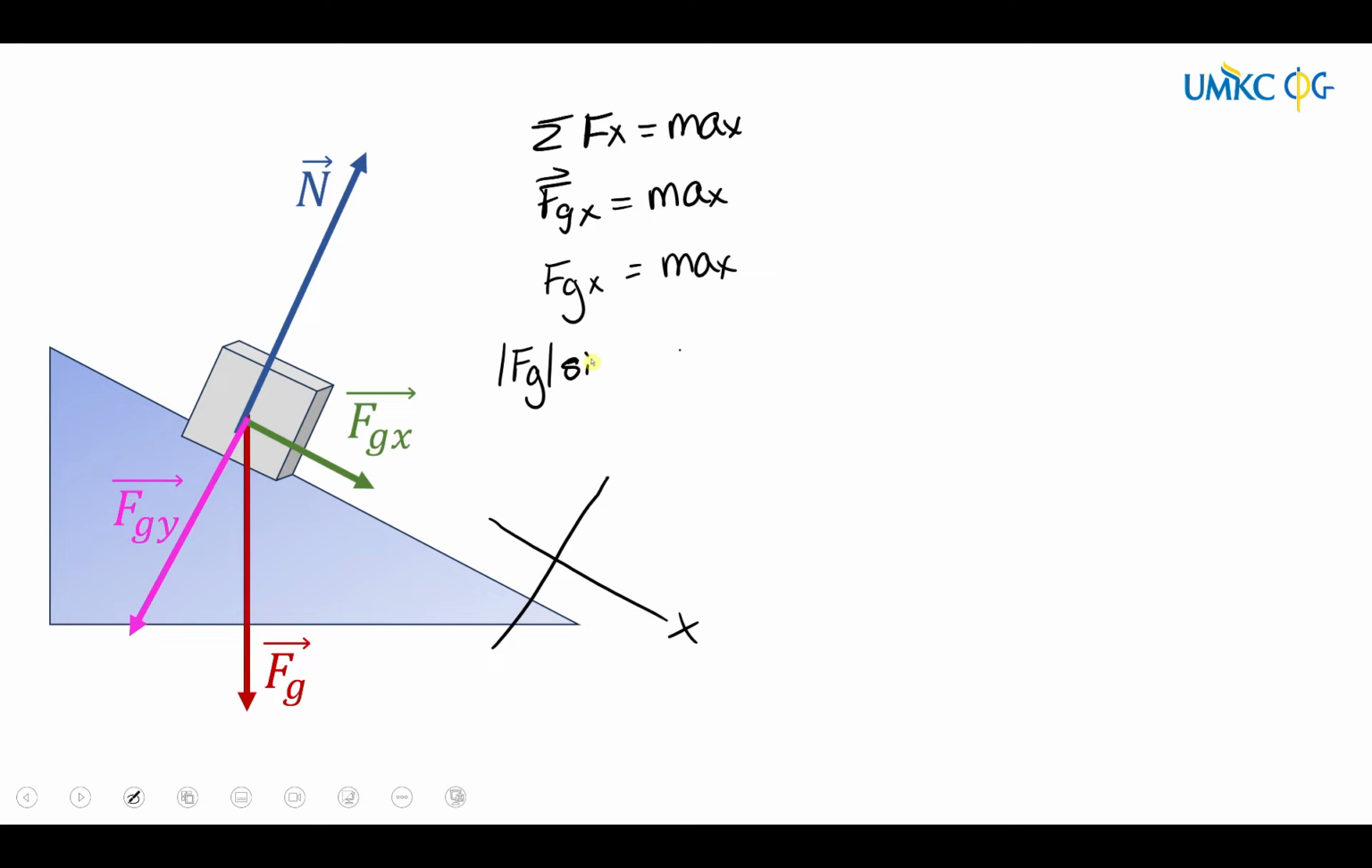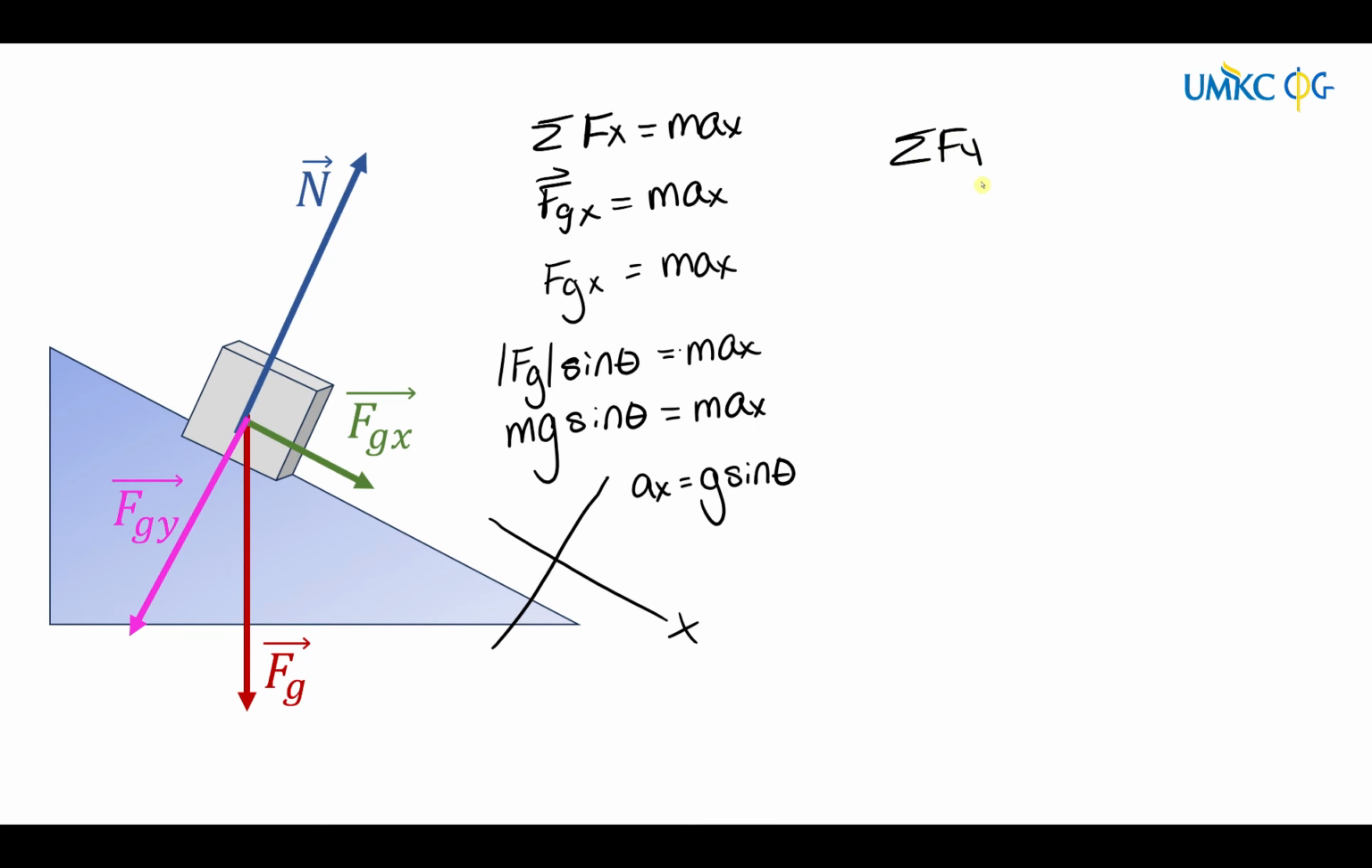This is now going to be F_G sine theta is equal to m a_x, and my F_G is equal to mg, so mg sine theta is equal to m a_x. Oh, look, my acceleration in the x direction is just g sine theta. My mass doesn't matter. What about in the y direction?